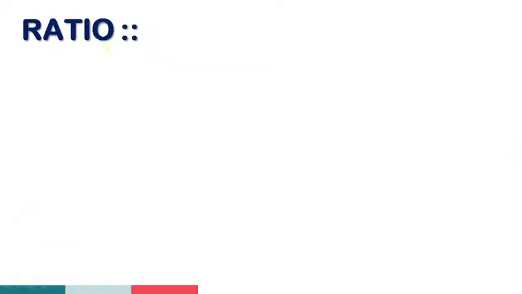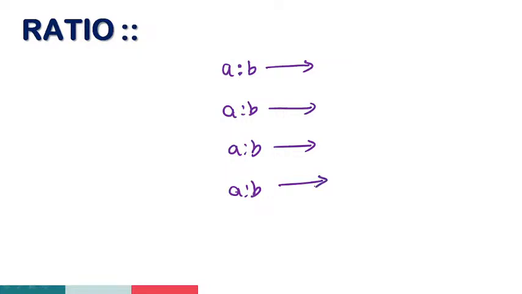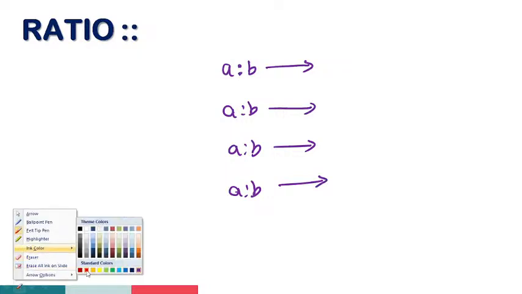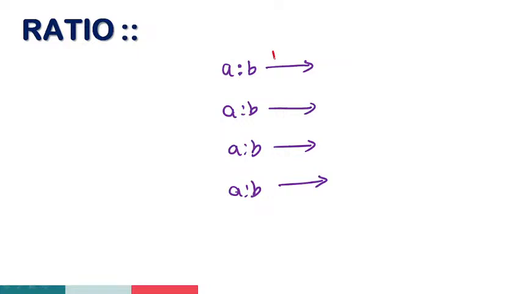So coming to the next point, guys. Look at the screen. A is to B, the duplicate ratio is A square is to B square. Just remember this formula, guys.